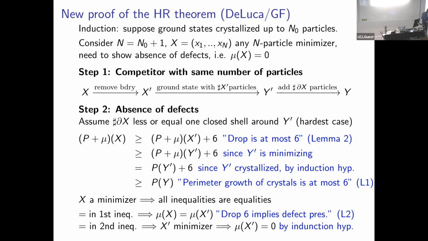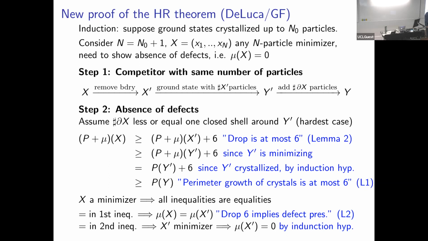Then my competitor is the following. I compare it to a ground state which has the same number of particles as this thing has after removing the boundary. So I remove the boundary, then I get the new guy which has fewer particles, and I take the ground state for that. That is already nicely crystallized, but it has the wrong number of particles. So then I just add particles at the boundary, maybe not a whole layer, but half a layer or whatever, the right number of particles, and that gives me a competitor.